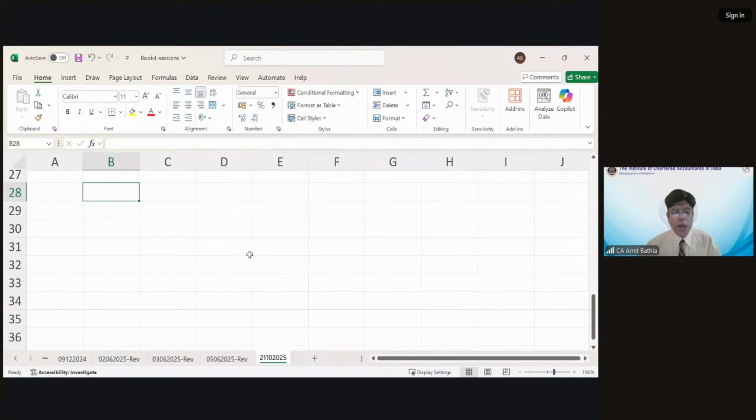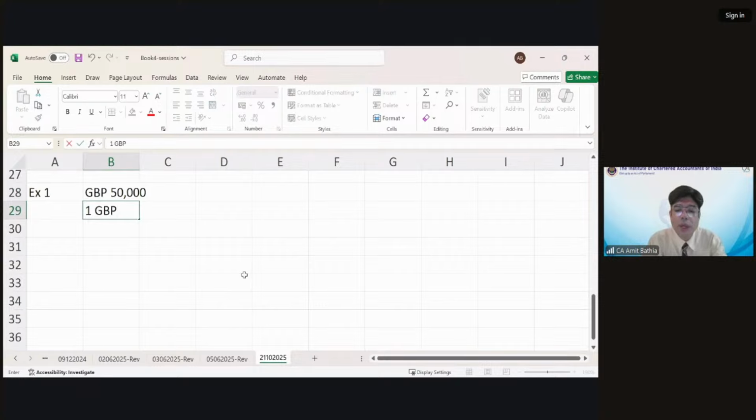No? All right. So I will in that case continue with the help of an example. Let's say GBP is your Great Britain pound, right? So if GBP 50,000 is there, and I know for a fact that 1 GBP is equal to $1.7650. So how much will 50,000 GBP be in USD?